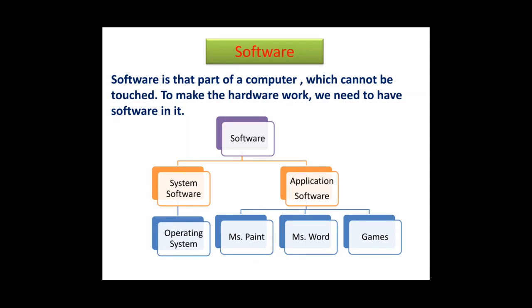This is a chart that shows software is further divided into two types: one is system software and the other is application software. System software has one type, that is operating software, and application software has many, like MS Paint, MS Word or games. Let's understand this one by one now.